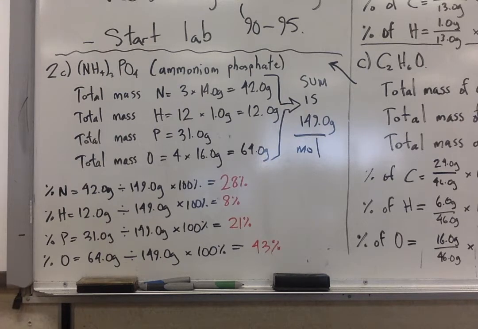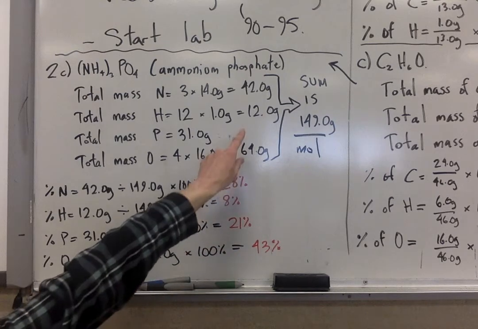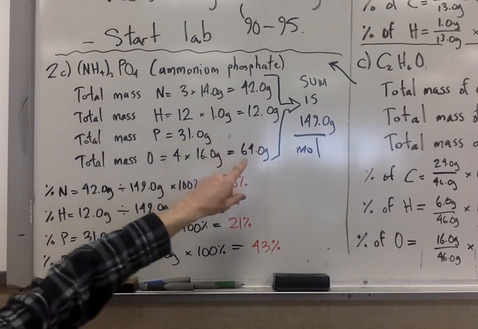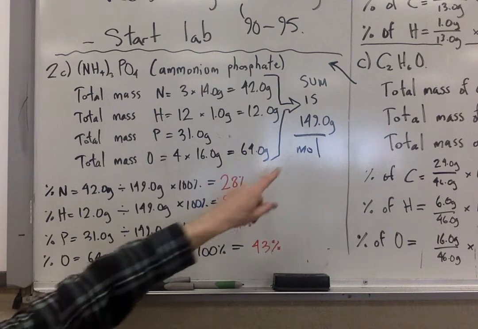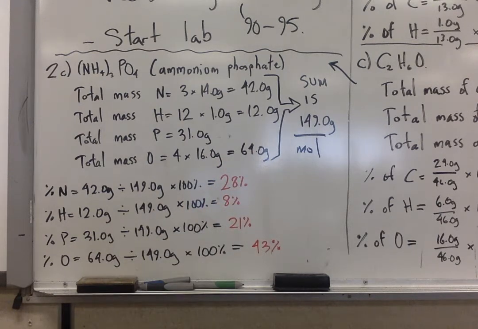Hydrogen 1.0, carbon 12.0, oxygen 16.0. Good ones to memorize. They all add up, 42, 12, 31, and 64, to 149 grams per mole. The real molar mass for this compound ammonium phosphate. Again, you're seeing we're calculating this the same way. The percent of nitrogen, 42 over 149 times 100%. Of hydrogen, 12 over 149 times 100%. The percentages we get, 28%, 8%, 21%, and 43%.